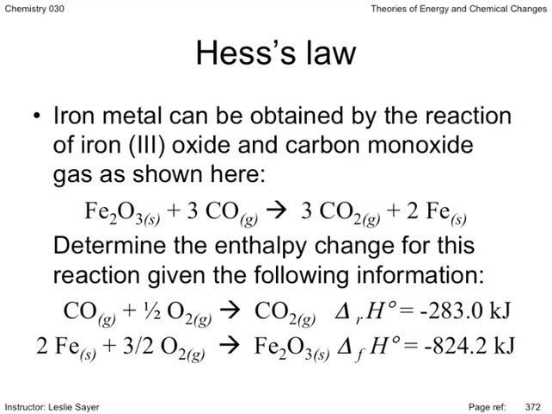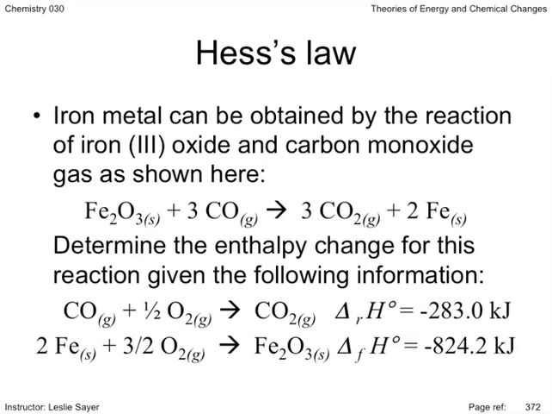Let's apply this to an example. Iron metal can be obtained by the reaction of iron(III) oxide and carbon monoxide gas as shown here. Determine the enthalpy change for this reaction given the following information.